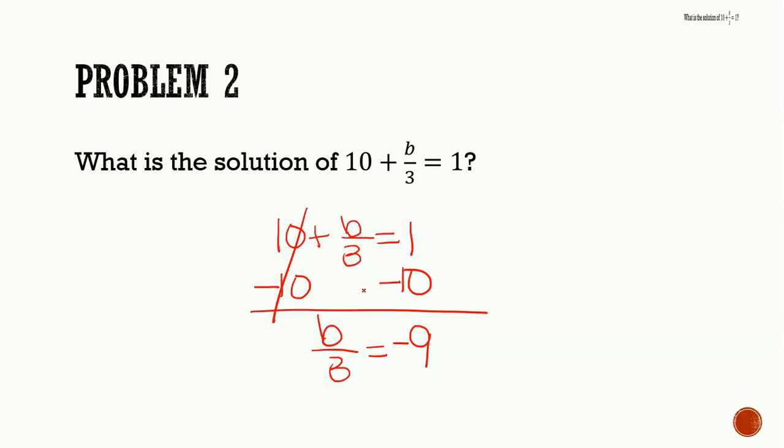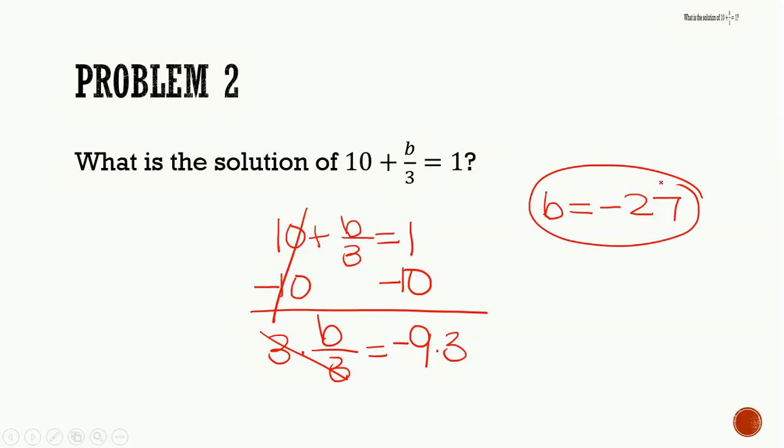Now that's division, so I have to undo my division. So I have to multiply. Because 3 times the 3 and the 3 are going to cancel out and make 1, right? So I'm going to get negative 9 times 3, that's negative 27. So my answer should be negative 27.